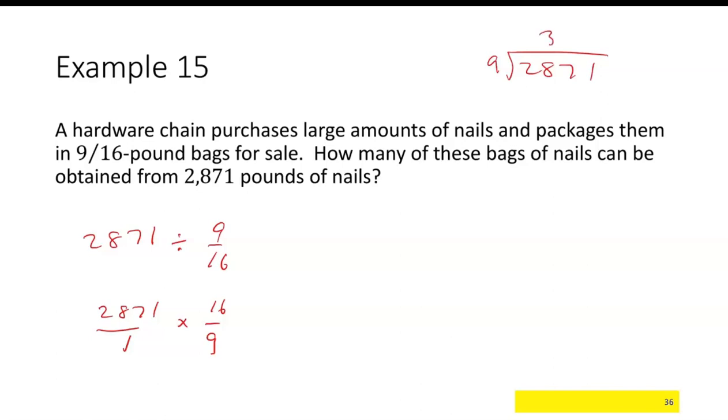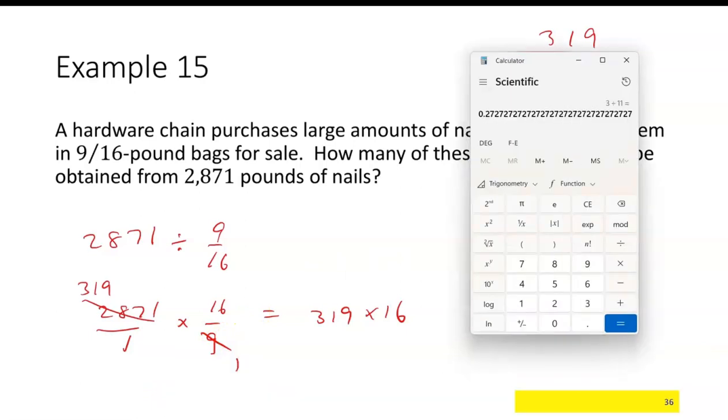Goes in 3 times, once, and then 9 goes into 81 9 times, so 319. So this becomes 319 times 16. And pull out the calculator for that one. So 319 times 16 comes out to be 5,104 bags.